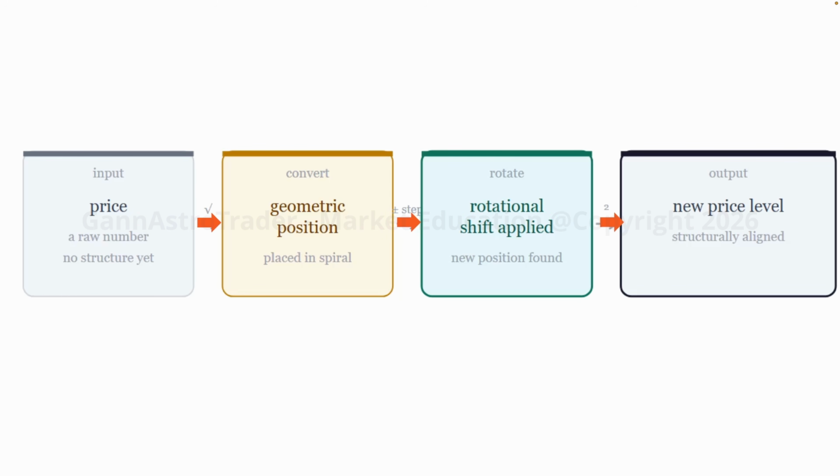This formula performs a transformation rather than a prediction. It takes price, converts it into a geometric position, applies a rotational shift, and then converts it back into a new price level. The result is a set of levels that are structurally aligned with how the market moves, rather than based on arbitrary measurements.